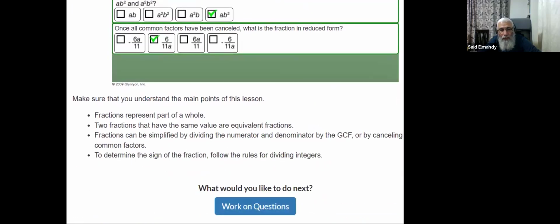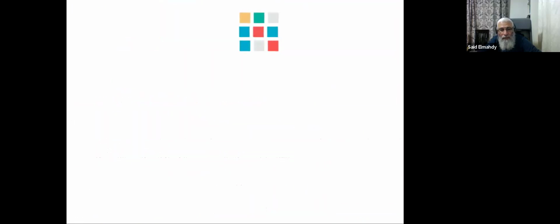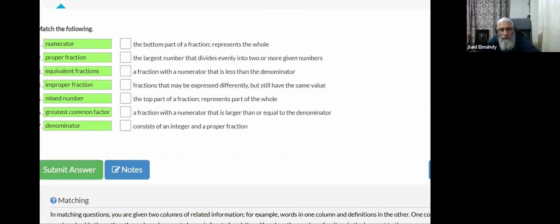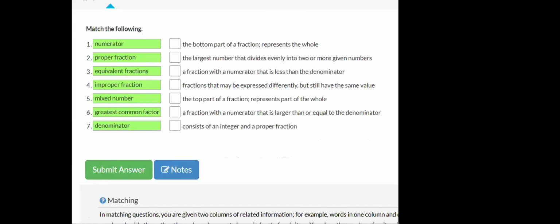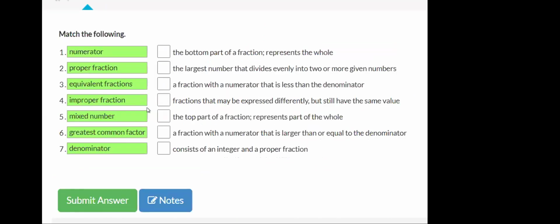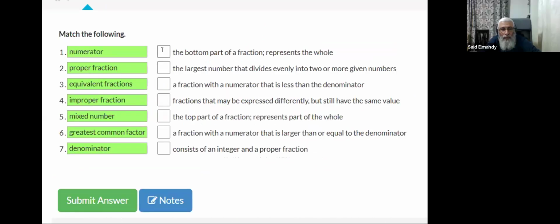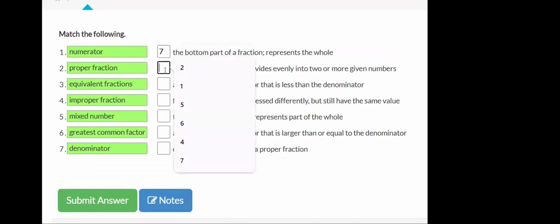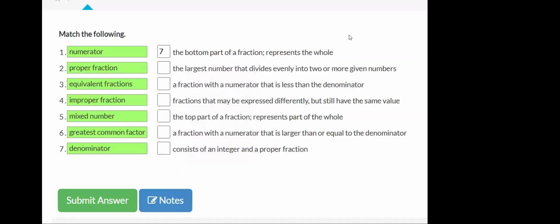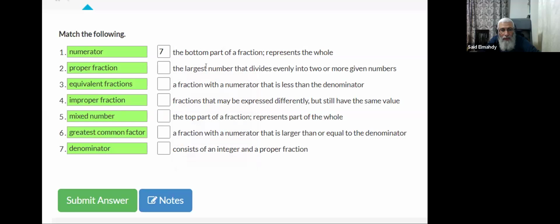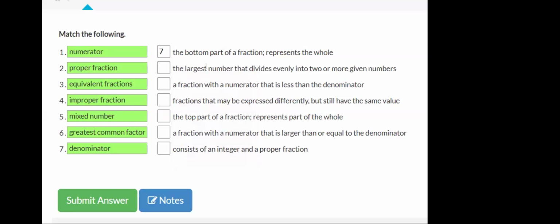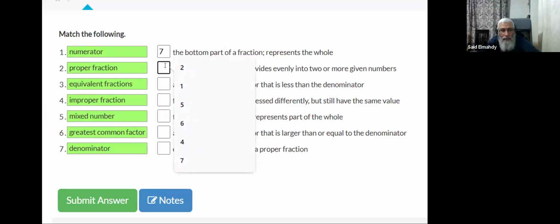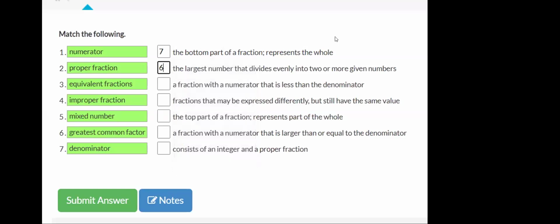Okay. Work on questions. Read. The bottom part of the fraction represents the whole denominator, which is 7. And that's 6, the greatest common factor: the largest number that evenly divides two or more given numbers. Greatest common denominator? Greatest common factor. Yes, greatest common factor.